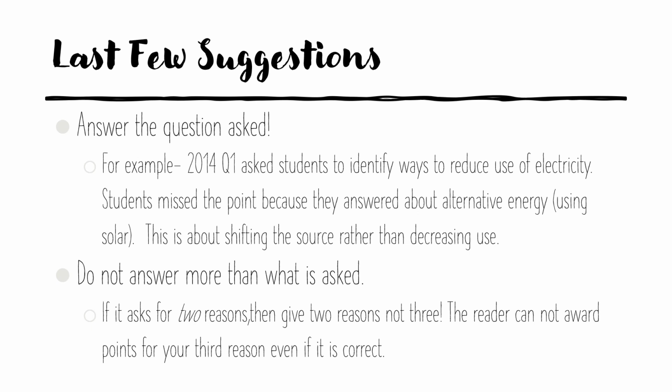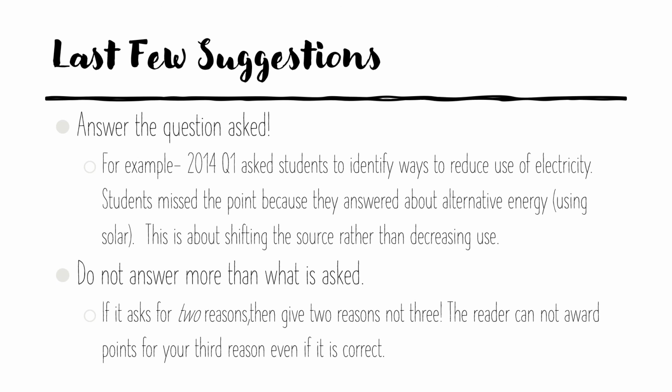For example, in 2014, question 1, it asked students to identify ways to reduce the use of electricity. Students missed the point because they answered about alternative energy instead, like using solar, but not ways to reduce it, y'all. You have to decrease the use. Strategies to decrease it, not to avoid it altogether. And then do not answer more than what is asked. If it asks for 2 reasons, y'all, then give 2 reasons, not 3. The reader cannot award points for your 3rd reason, even if it is correct.